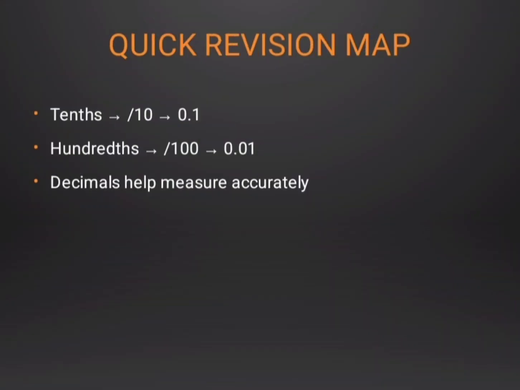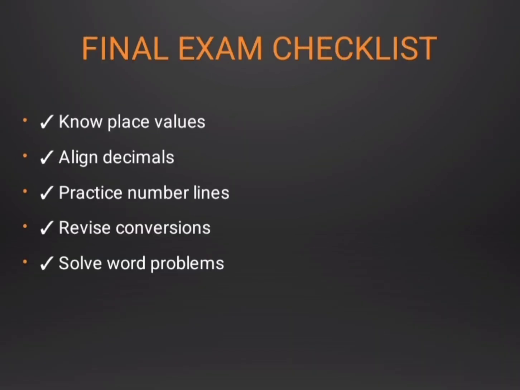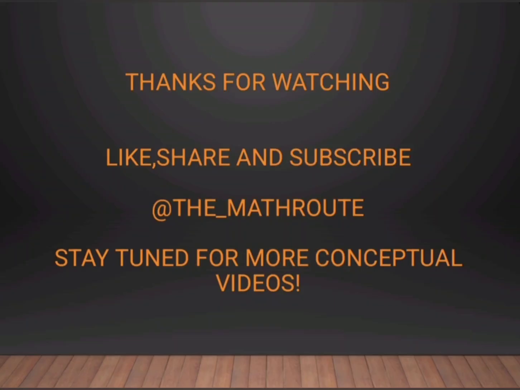A quick revision: tenths is 1/10, which is 0.1, hundredths is 1/100, which is 0.01, and decimals help measure accurately and not approximately. So the final exam checklist is: know the place values, align the decimals, practice the number lines on locating a decimal number, revise the conversions and apply the rules properly, and solve word problems involving like decimals and fractions.